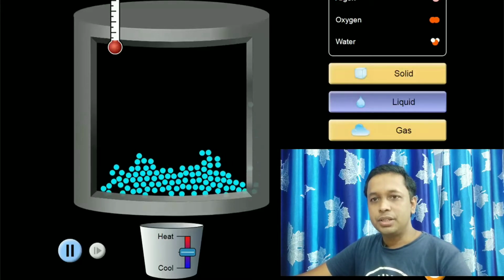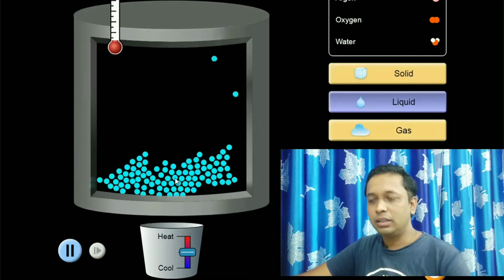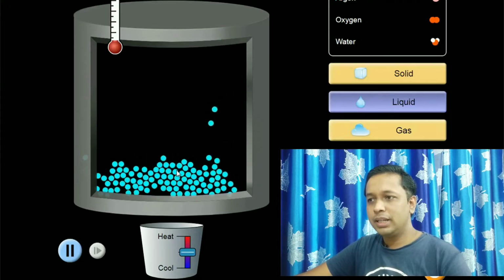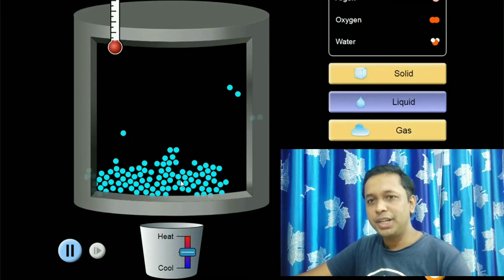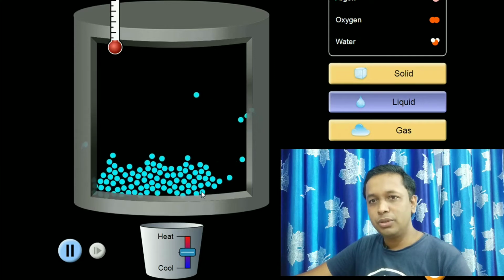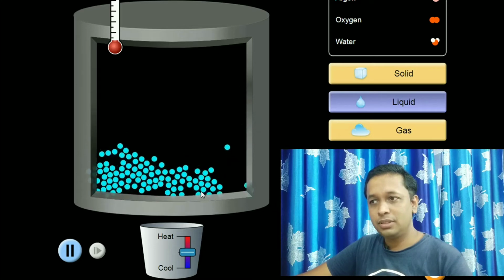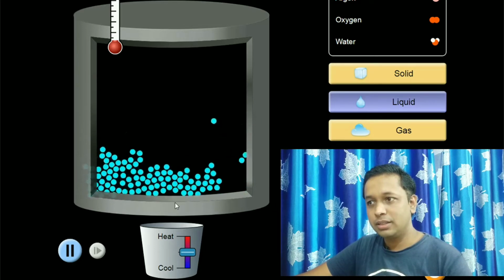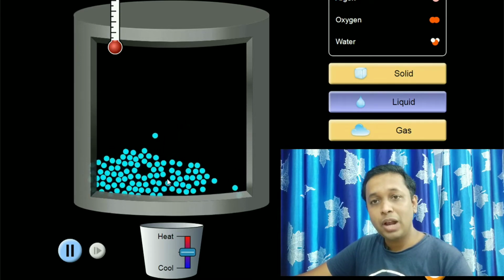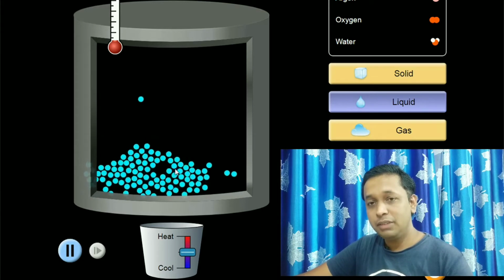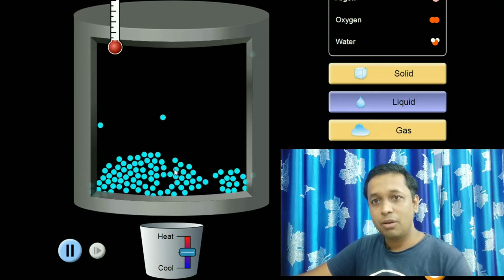But what about the liquid states? Liquid particles are not arranged regularly, they are arranged irregularly, and the particles can slide over each other. They can even take the shape of the container, and the kinetic energy of liquid particles is more than solid. So again, the arrangement of liquid particles is irregular, they can take the shape of the container, and they have more kinetic energy than the solid. The particles can also slide over each other. So these are the characteristics of liquid states.